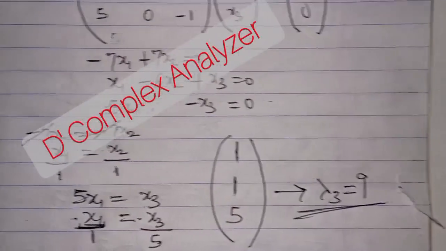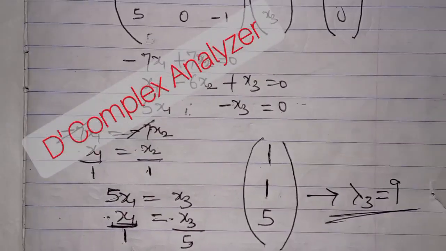This is it for eigenvalues and eigenvectors of 3 by 3 matrices.